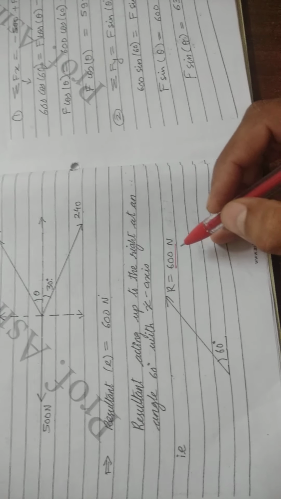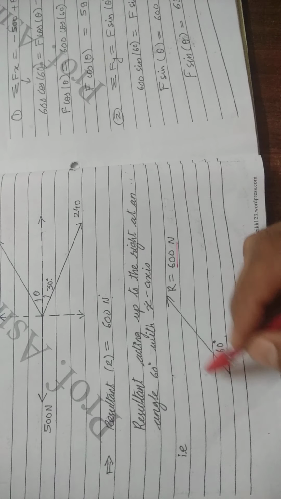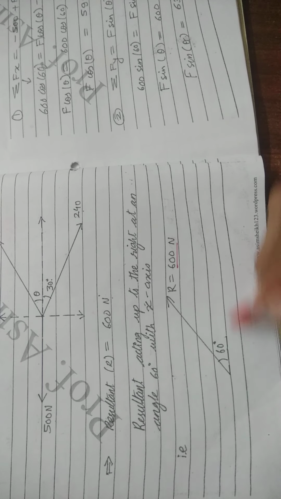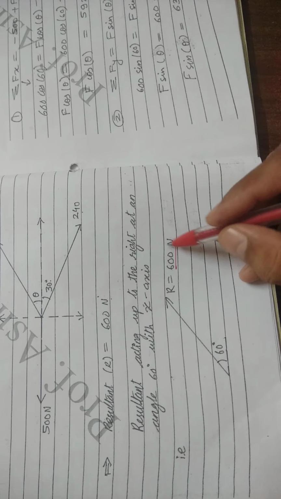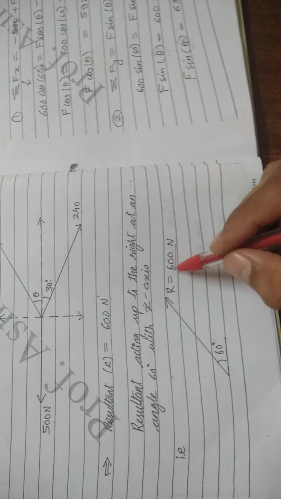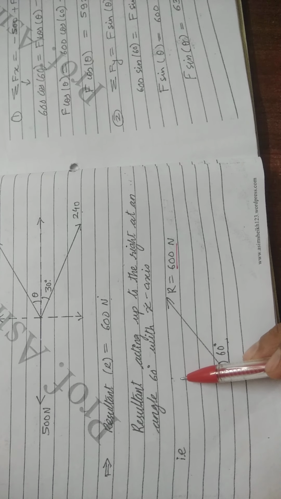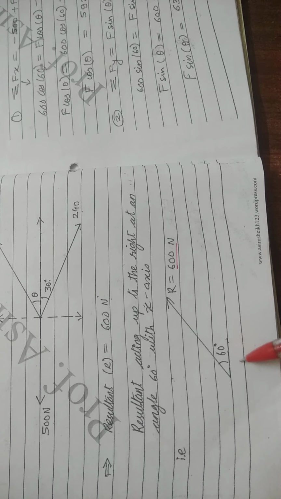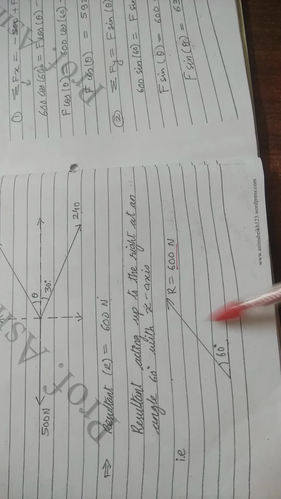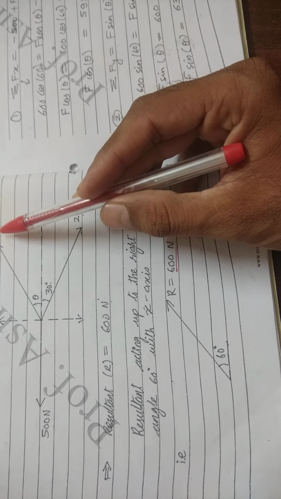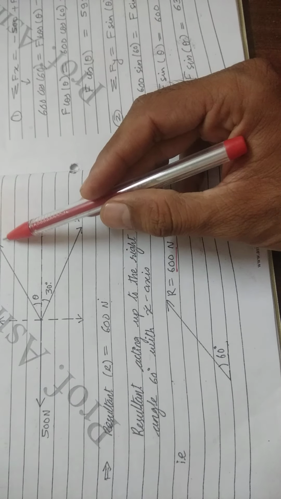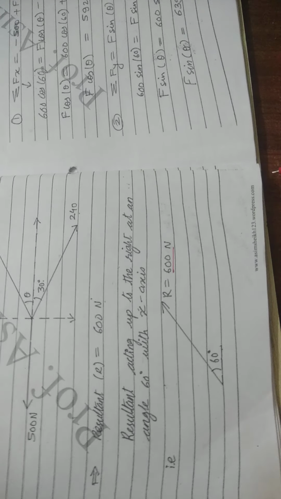That means the resultant is inclined. In some cases the resultant is vertical or horizontal. Okay, but here the resultant is inclined. That means the resultant will have two components, the x component and the y component. With the help of this, we have to find F and theta. For these conditions we have to find F and theta. Okay, so we will first draw the figure for this.